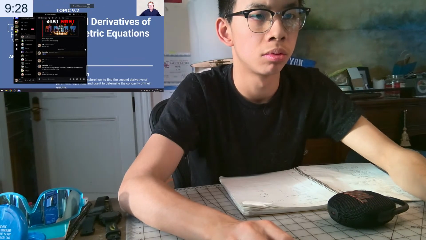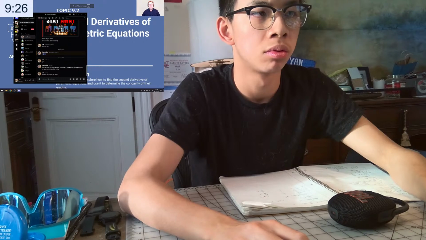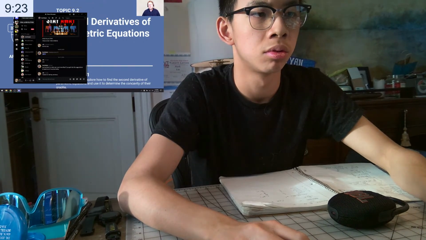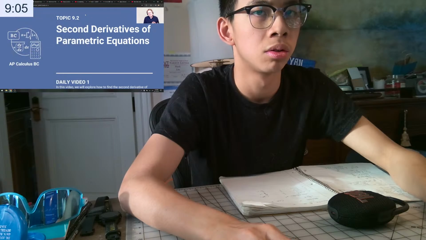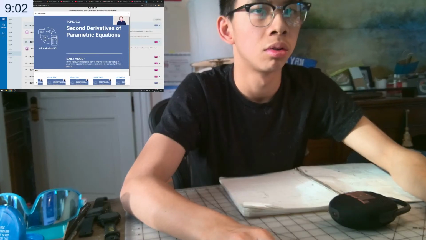Welcome back, AP Calculus BC students. We're now into topic 9.2, and we only have one short video to introduce this idea of taking the second derivative of a parametric equation. I think the title pretty much says what the video is all about, but we are going to demonstrate how to find that second derivative, and we're going to use it also to talk about an idea from a previous unit, the concavity of a graph.